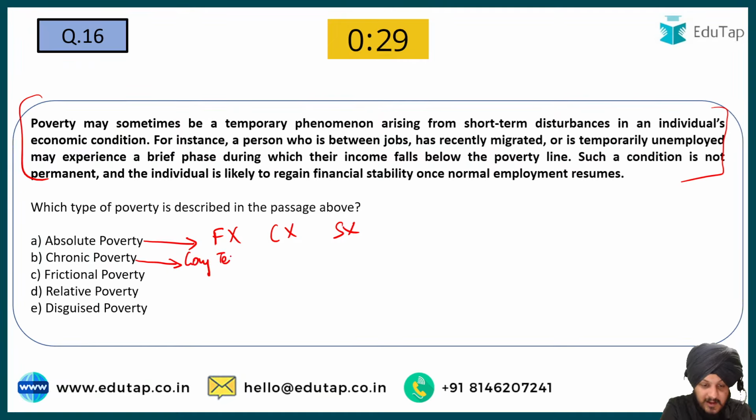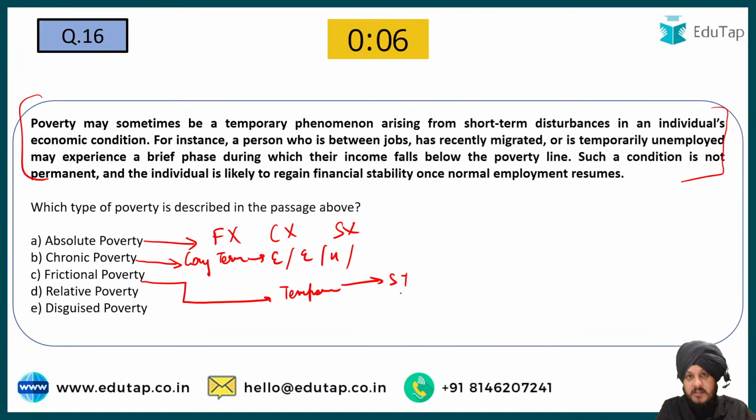And what are the driving factors behind the chronic poverty? Usually they are structural factors. For example, you can say the lack of education, right, the lack of employment, you can say lack of health, social exclusion. These type of things can be there with respect to chronic poverty. But if we talk about frictional poverty को हम temporary poverty भी बोलते हैं, temporary poverty. और ये जो पॉवर्टी होती है ना, short term factors की वजह से होती है. It is primarily because of the short term economic factors, right?